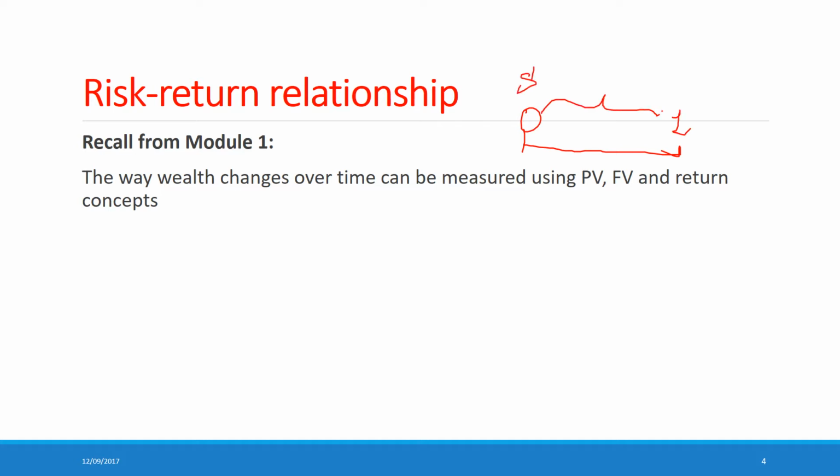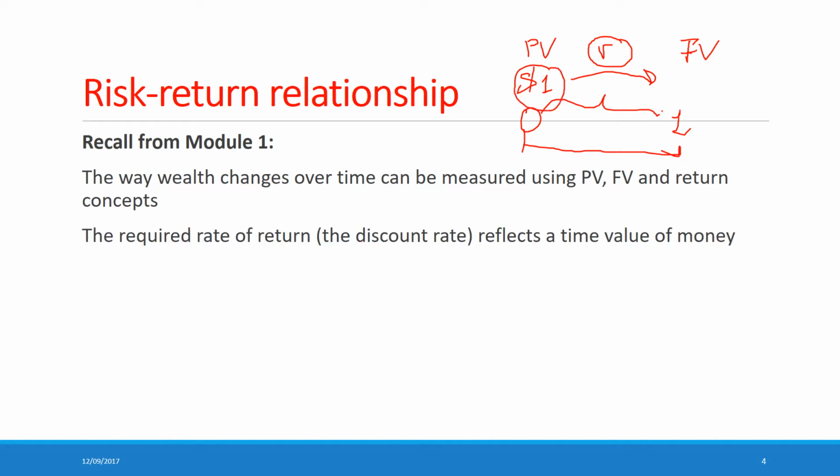So $1 today, or the present value, should grow over time, and the growth rate of money from time 0 to time 1 is described by the rate of return, right, or the discount rate. Okay. So the discount rate here is the rate of return that a certain investor expects from investing $1 today, right, in your project. The required rate of return reflects the time value of money.